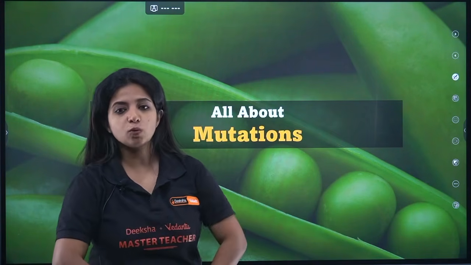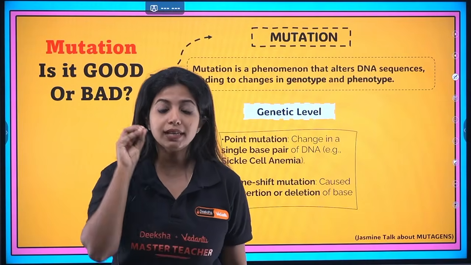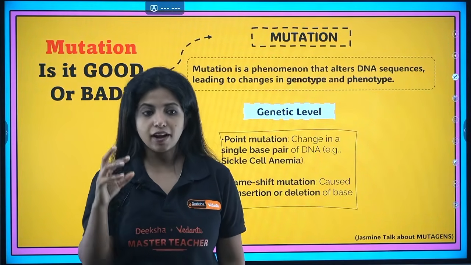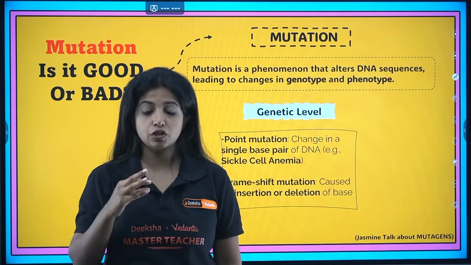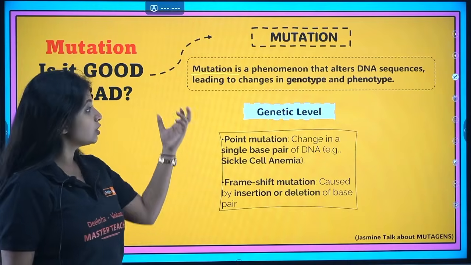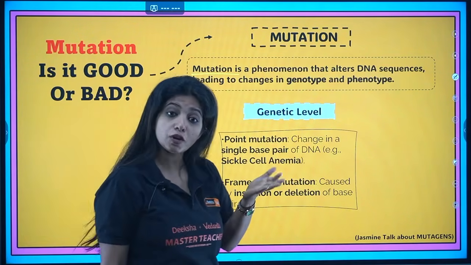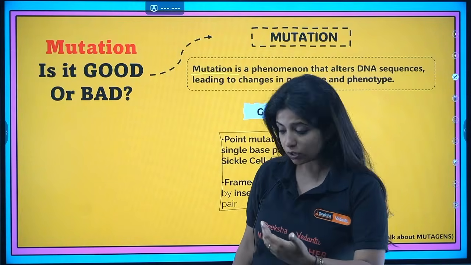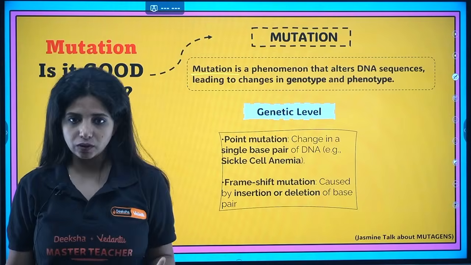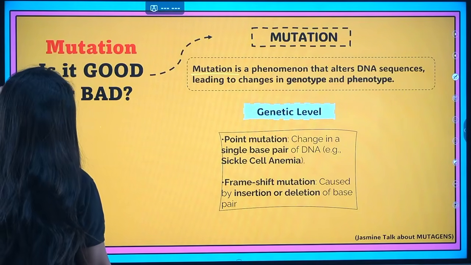Now we come up with one very important thing, and that is mutation. What do you mean by mutation? If at all the DNA sequences are being changed, and that causes some problems in the phenotypic expression or the genotypic expression, we call this as what? Mutation. So mutation is a phenomenon that alters DNA sequence leading to change in the genotype and the phenotype. Now, is it good or bad? The answer is both. It can be good because it can lead to evolution. Some mutations are bad, they can lead to diseases. For example, there is an example given in your NCERT, and that is about point mutation.